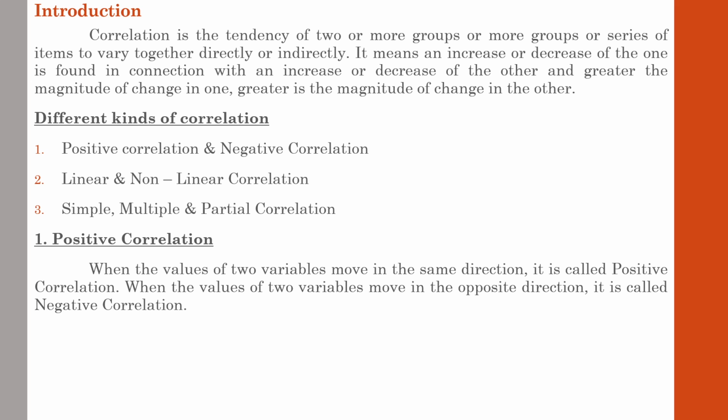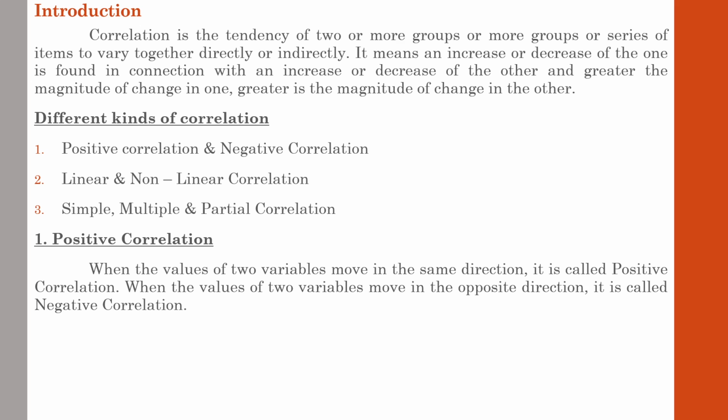If on the other hand the values of two variables move in the opposite direction, that is, an increase in the value of one variable results in a decrease in the value of the other variable, or a decrease in the value of one variable results in an increase in the value of the other variable, in such a situation the correlation is said to be negative. These are the concepts of positive as well as negative correlation.